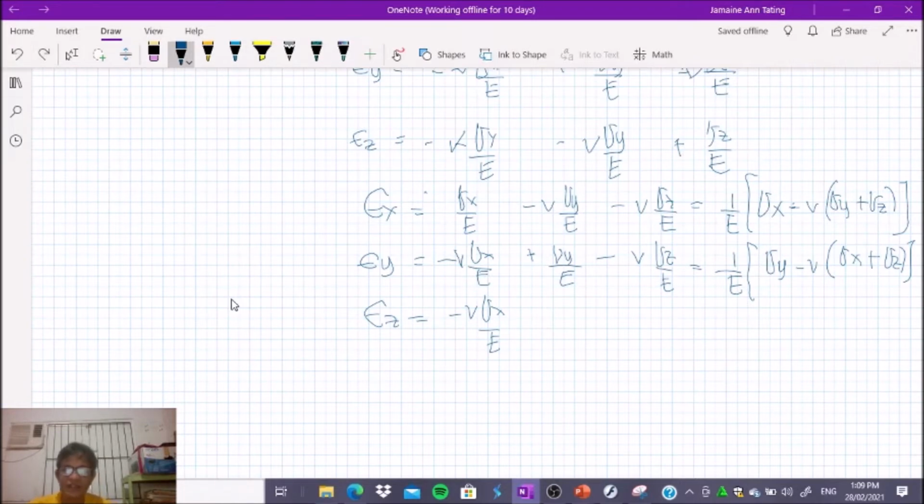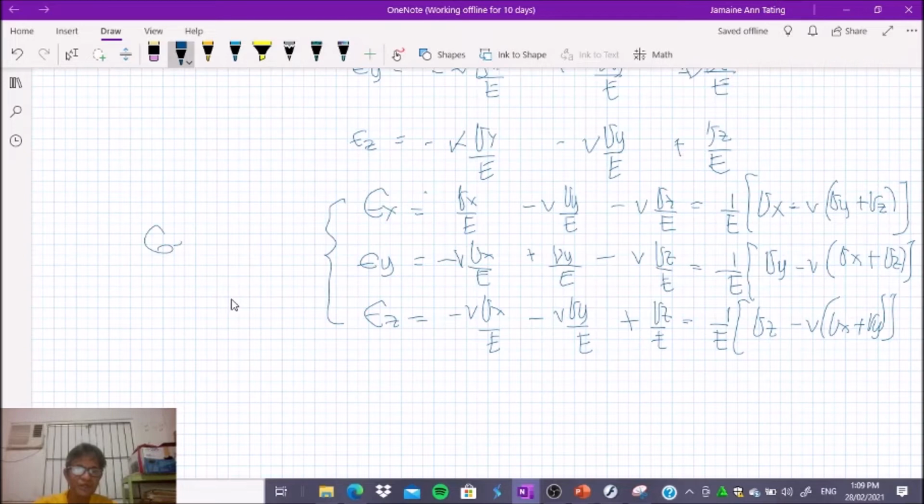So it will be negative V sigma y over E, then plus sigma z over E. So when we factor out the E again, 1 over E, then this becomes sigma z minus V times sigma x plus sigma y. Ayan na. This is actually what we call the general Hooke's law. That is the general Hooke's law equation na tinatawag.